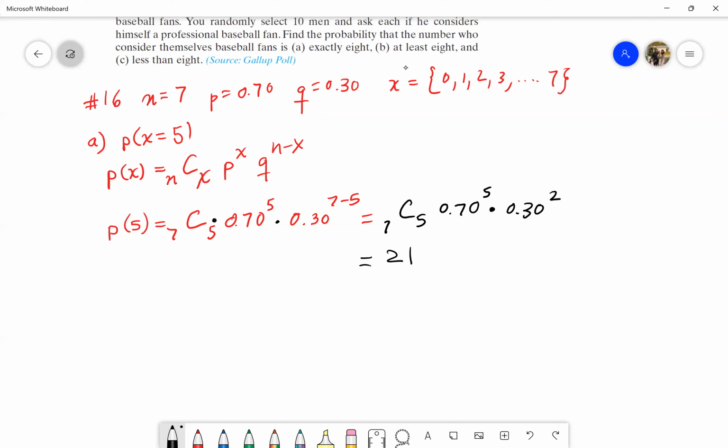Okay, so now you got 21 for 7C5. So we're going to multiply it by 0.70 to the fifth times 0.30 to the second, and the resulting probability will be exactly the probability for five successful surgeries, I think it was.